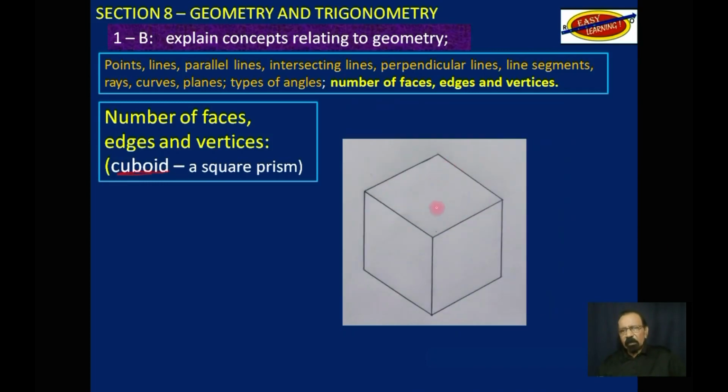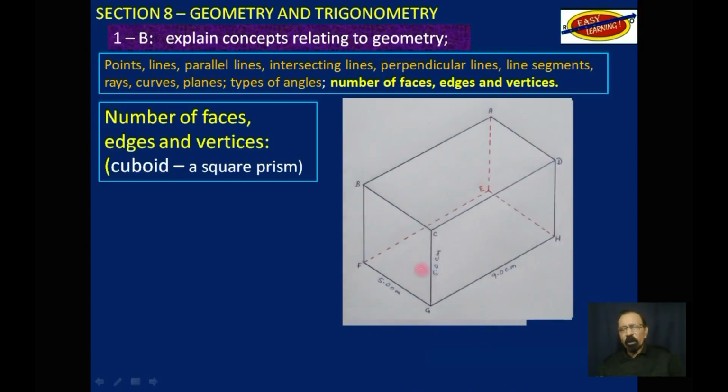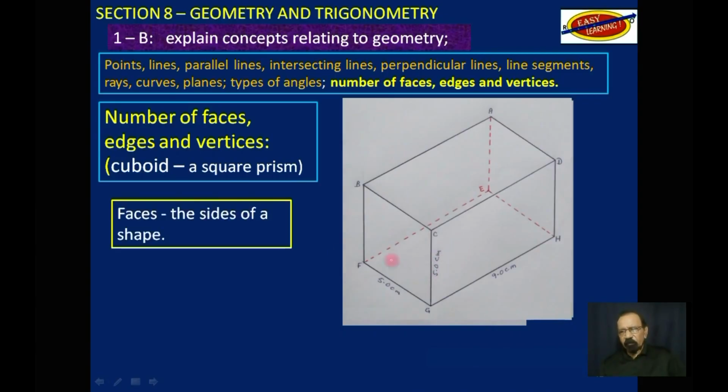Imagine you have a cube like that and you stretch out that end like this. So you get something like this. So this end is still a square, but now you have rectangles along the length. That is called a cuboid, meaning cube-like.